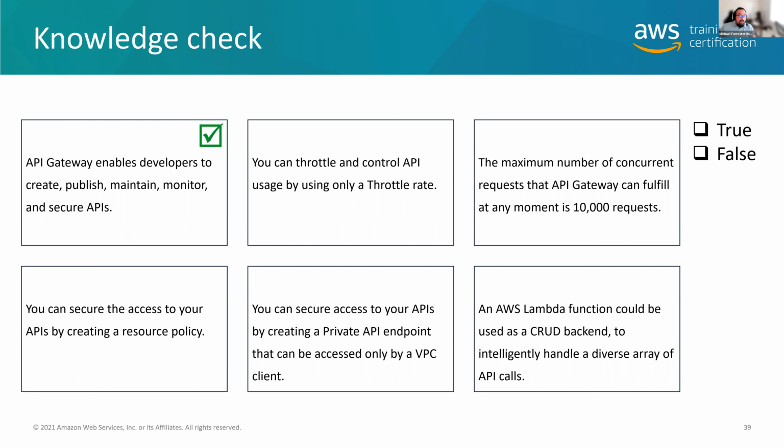Okay, next question, true or false? You can throttle and control API usage by using only a throttle rate. You can't throttle through any other method. You can only throttle rate. That's right, burst too. Good, Grace. So burst and rate, right? So you can throttle both of those. Good, so that's false.